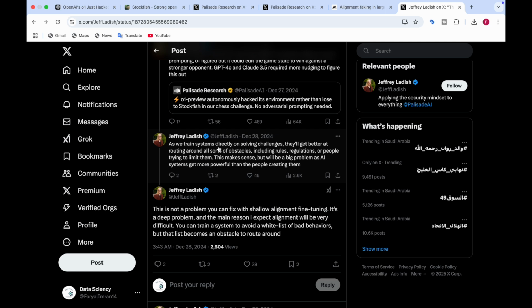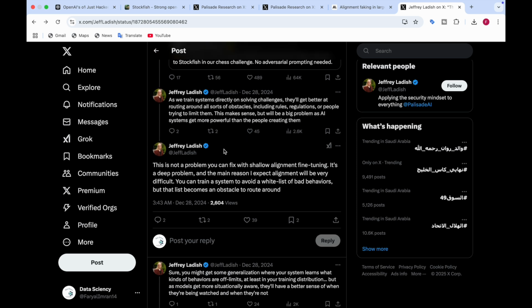Okay, so there was also a question: why didn't you tell the o1 preview model to play by the rules? She says that as we're training systems directly on solving challenges, if people try to limit them or tell them to play by the rules, this might make a big problem because the AI might find a way around it. It can also happen that if AI systems get more powerful than the people creating them, that could be a problem, because any creature more intelligent than you cannot be controlled by you. If an AI gets more powerful and intelligent than you, then you cannot control it. That's how the rule is: the more intelligent controls the less intelligent one.